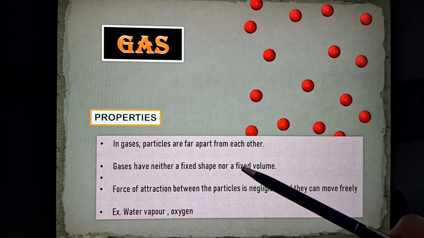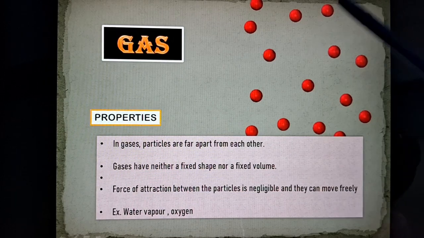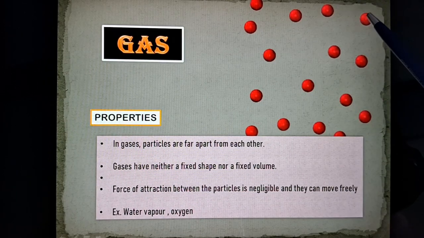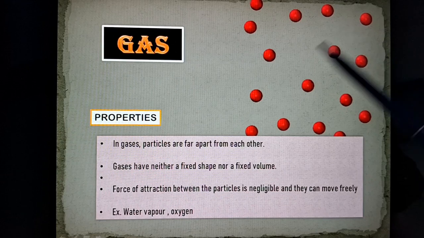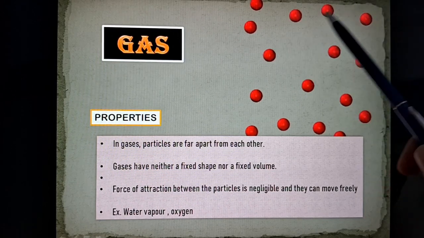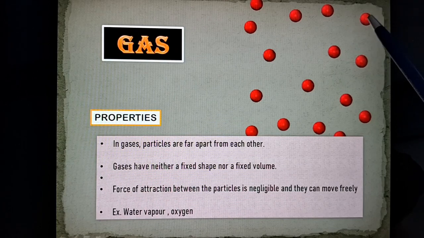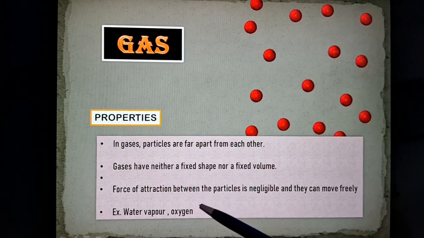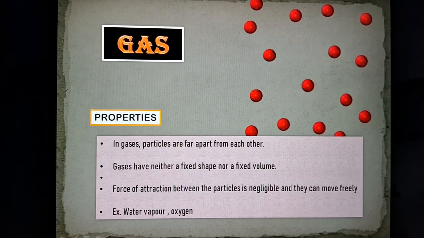Gases have neither a fixed shape nor a fixed volume. Because of too much distance between molecules, they do not take any fixed shape and they do not have a fixed volume. Also, the force of attraction between the two molecules is very negligible as compared to solid and liquid. Examples of gases are water vapor and oxygen. So students, we have discussed all 3 states of matter: solid, liquid, and gas, with their properties.